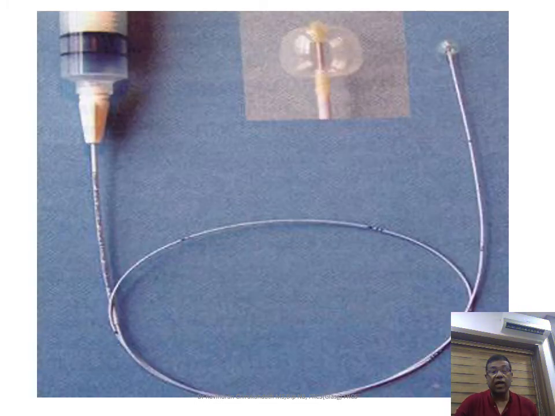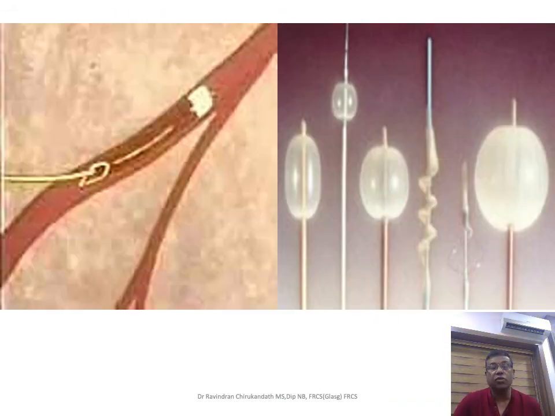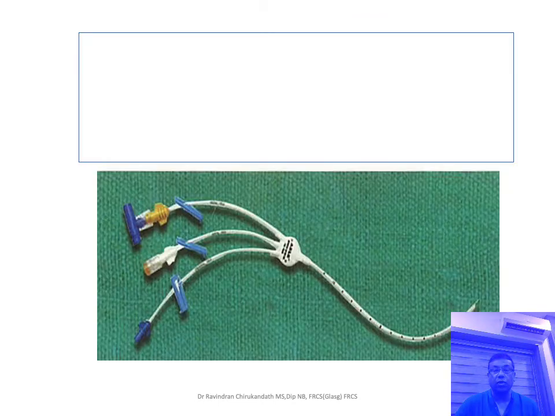This is a Fogarty's catheter used for embolectomy, and this catheter's name is Fogarty's. Usually number 4 is used. It is used for taking the embolus out when there is an acute embolic occlusion, and these catheters pass beyond the embolus after an arteriotomy, and the embolus is pulled out.